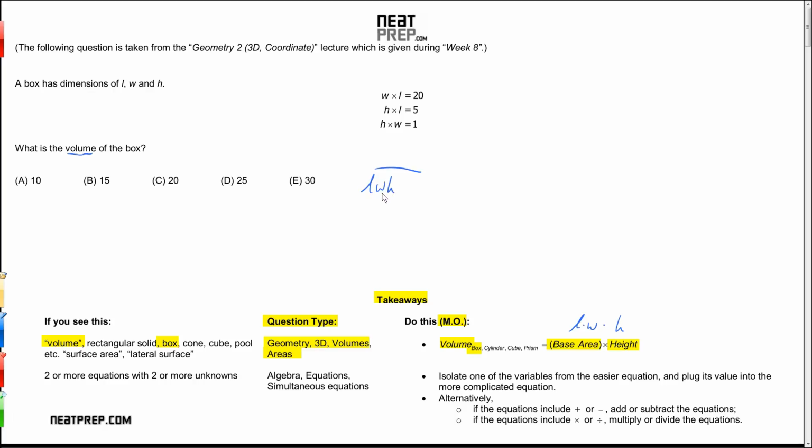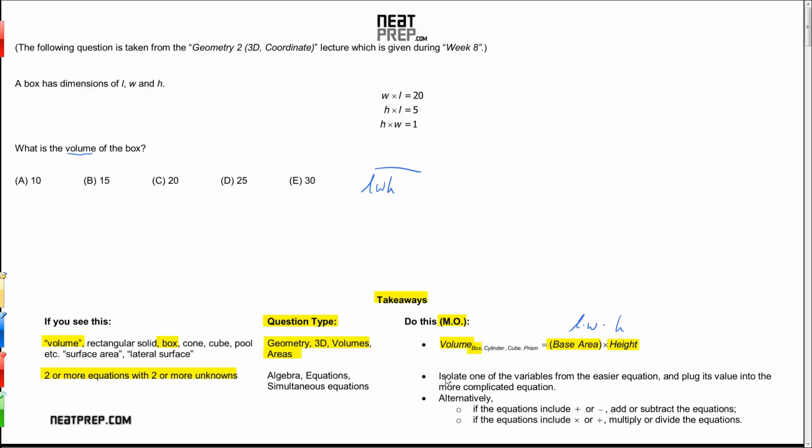Actually, even though this question might appear to be a geometry question, it's really an algebra question in disguise. We also learned during one of our algebra lessons that if we have two or more equations with two or more unknowns, and this is exactly what I would like you to identify, here we have three equations with three unknowns. So this is an algebra question, and there are two ways of going about solving it.